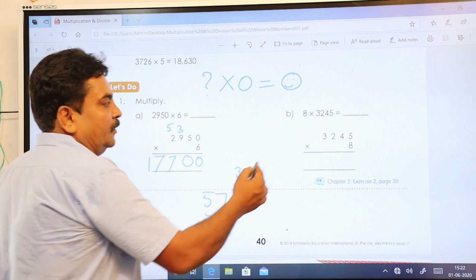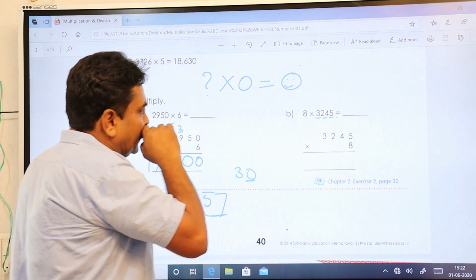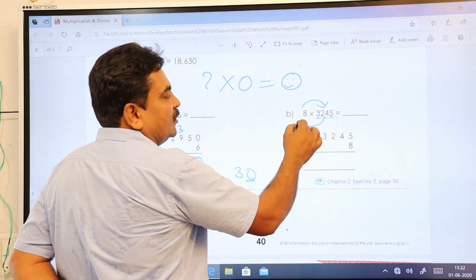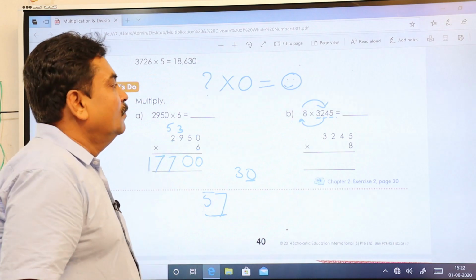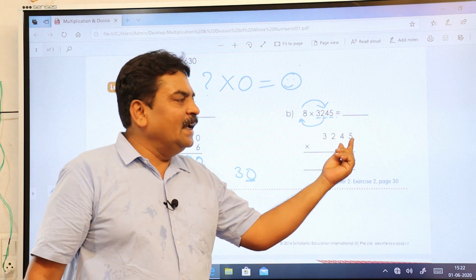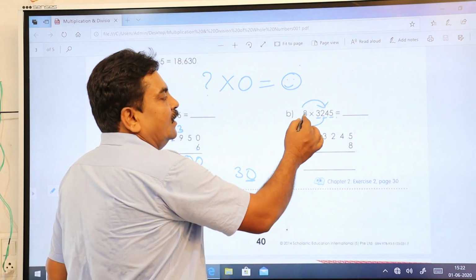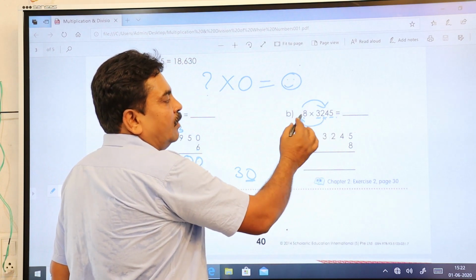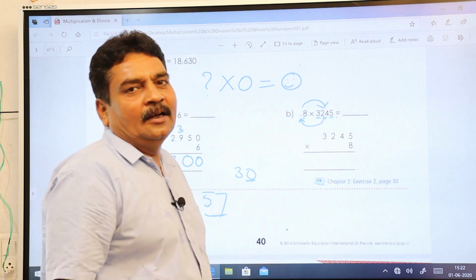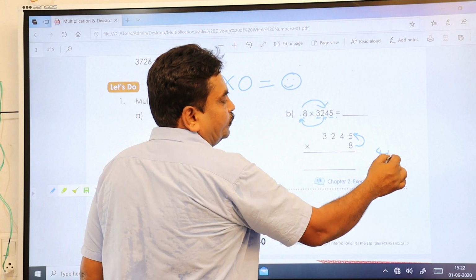Similarly, go to this one. You have 3, 2, 5. See here. Either you multiply this to this, you get the same answer, or you multiply this to this, you get the same answer. But if you copy the bigger number first and then start multiplying with the smaller number, it would be easy for you. So write down the bigger value first and multiply it with the smaller value. It is very easy for you. So 8 5s are 40.